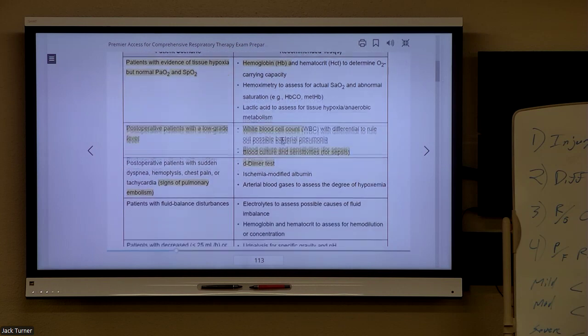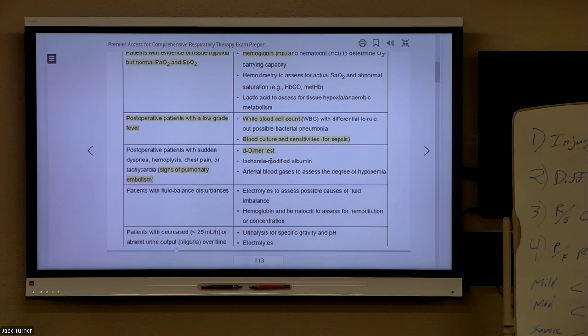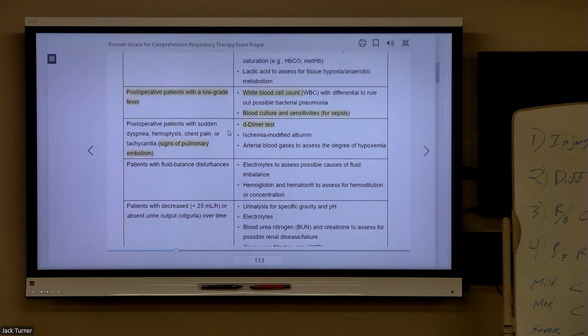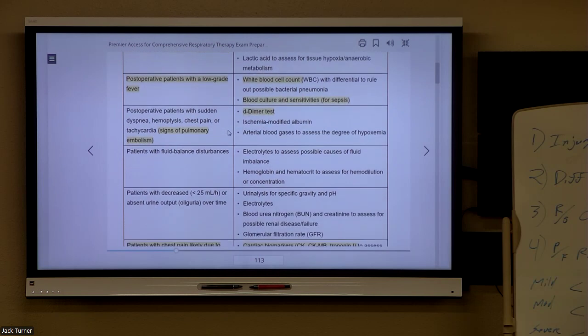All right. So post-operative patients with a low-grade fever, we're suspecting that they got an infection during the operation, right? Which happens all the time. And so we want to get a white blood cell count. We want to get blood cultures and sensitivities and check for sepsis here. Anytime you cut into somebody, there's a chance that they could get an infection, especially if the wound wasn't taken care of. Really, anytime there's a fever, we're going to want to check white blood cell count.